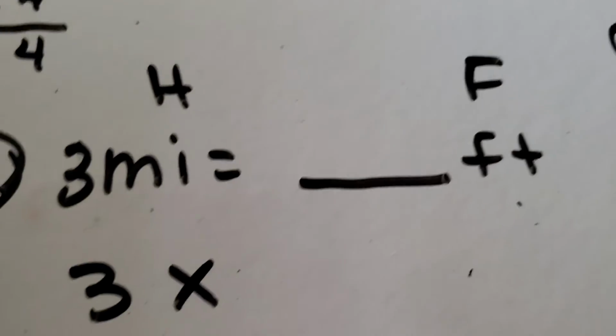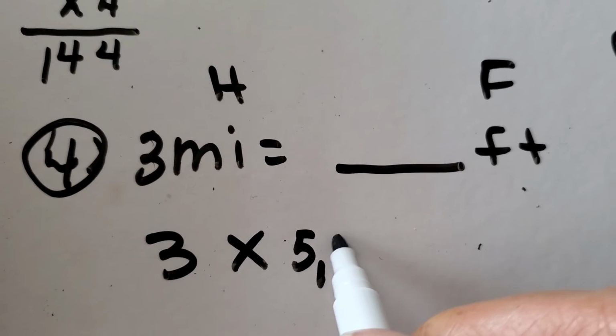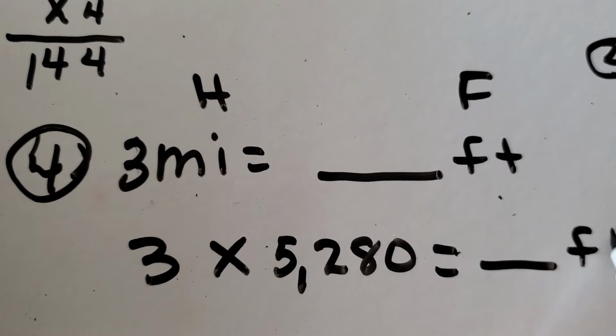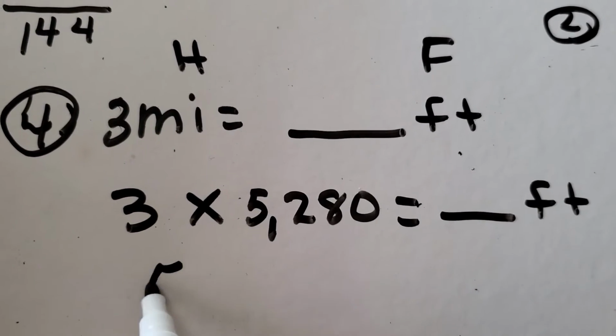Let me write my problem down here right quick. I'm going to have to multiply. This is my problem. I rewrote it. You will too, because you won't have enough space. 5,280 equals how many feet? Now when I multiply, I can't just multiply going across. I'm going to have to rewrite my problem.